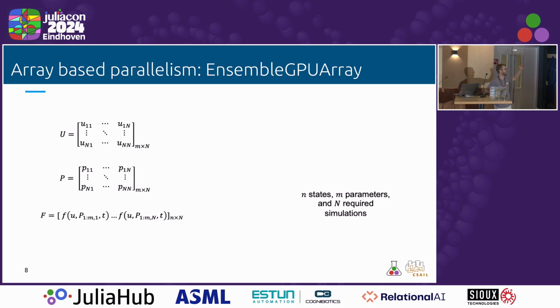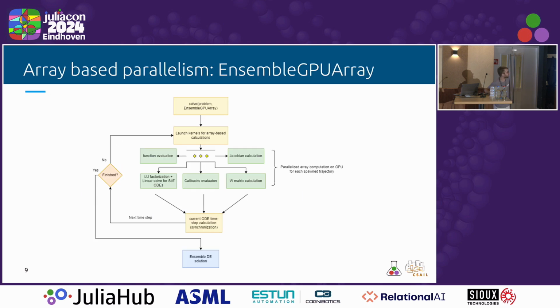So rather than having your single U and P, you just put them into a big matrix. And then, as you can see, the solver ends up looking very similar to what it would be regularly. So you start here, and then your function evaluations and Jacobians are done on the GPU. Your factorizations are done on the GPU. But then you do your step synchronization on the CPU.